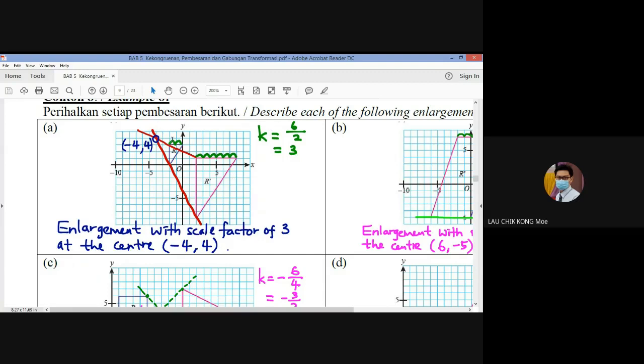From the object, I use the horizontal line, 2 units here, and then from the image we also need to use the same corresponding side, 1, 2, 3, 4, 5, 6 units. So remember to find K, it is the image divided by the object. Image is 6, object is 2, so 6/2. So K equals 3.